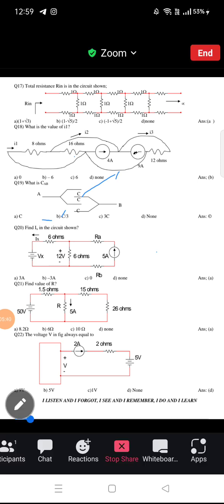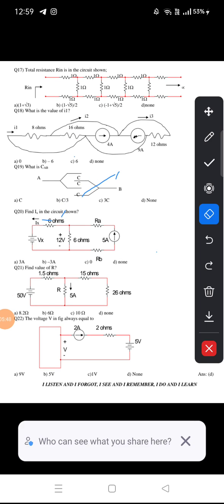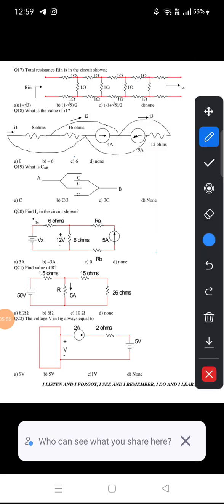Okay, next, third problem. Calculate the capacitance between A and B terminals. Okay, now see here. In between these are the two plates, right? That means this is the A plate, the top one is A, the bottom one is the B plate, right? In between the A and B plates one capacitor is formed. Okay, that is one capacitor.